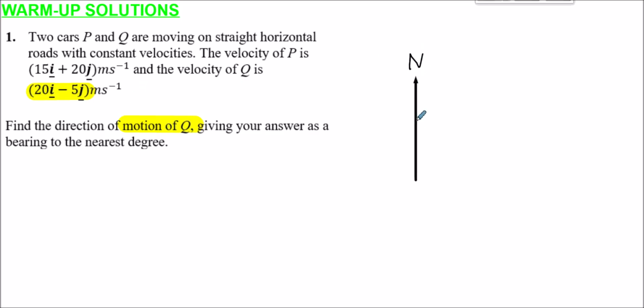So for every 20 across, we go 5 down. And so the direction of the motion is going to be something like this, just going slightly downwards. So it's going to be below the horizontal, below this line here, obviously. We know this corner here is going to be 90 degrees. This is the motion of Q, and what we need to find here is this angle. What I'd suggest we do is 90 degrees plus this one here, which I'm going to call theta.